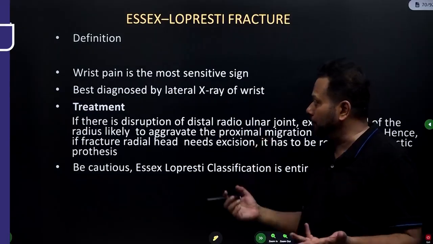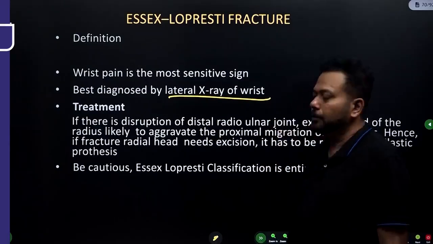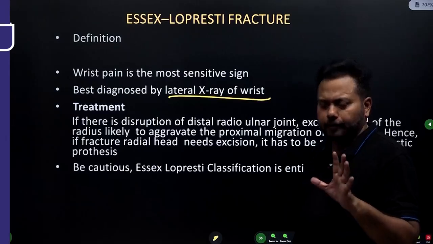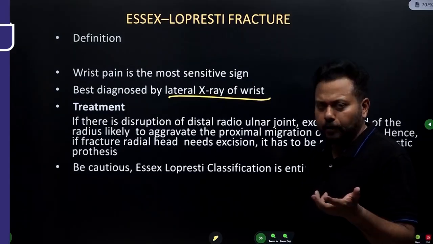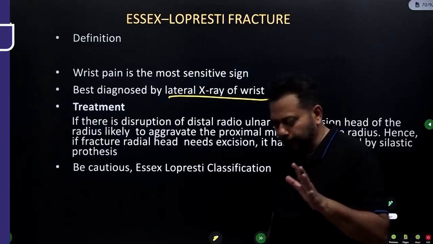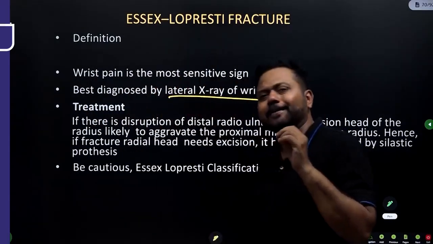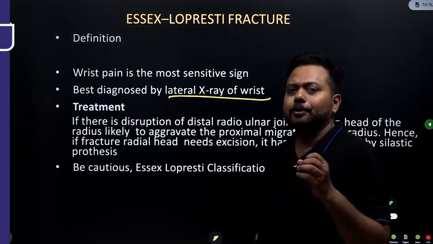Wrist pain is the most sensitive sign. Best diagnosed by X-ray lateral view of the wrist. Treatment, no? If it is comminuted fracture of radial head, if it is just an isolated comminuted fracture radial head, there is no disruption of distal radial nerve joint. It's not Essex-Lopresti, just a pure comminuted fracture radial head. What's the best management? Excise the radial head. That's what we do. Comminuted fracture radial head, best treatment is excision of radial head.